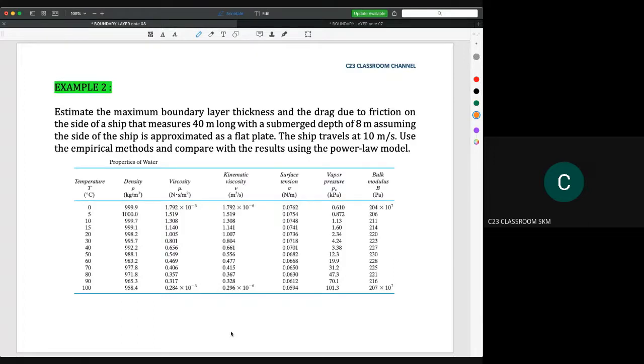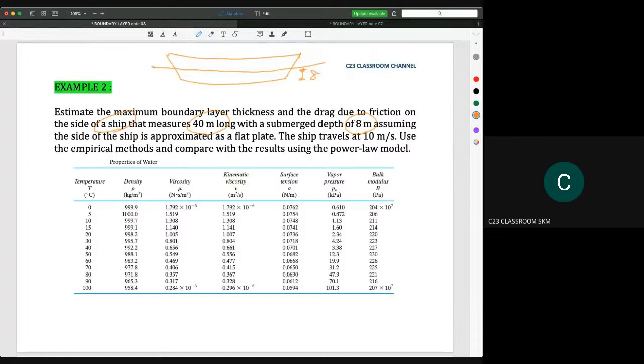Okay, so here again, you need to read the question and then I hope you could imagine the situation. So it is about a ship here. And then this is a ship, for example. It is 40 meters long. It's quite straightforward here. And then I hope you could understand the meaning of the depth of 8 meter. So the submerged area is 8 meter.